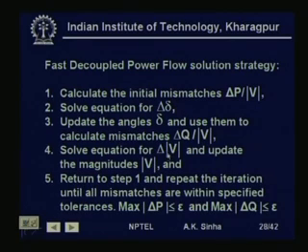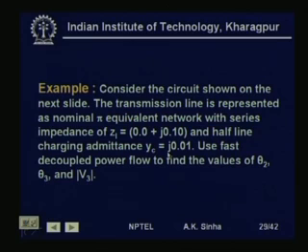Now, we will take one example for solving a power flow using the fast decoupled method. So, consider the circuit shown on the next slide. The transmission line is represented as a nominal pi equivalent network with series impedance Z L equal to 0.0 plus j 0.1 and half line charging admittance Y c equal to j 0.01. Using fast decoupled power flow, find the values of theta 2, theta 3 and V 3.